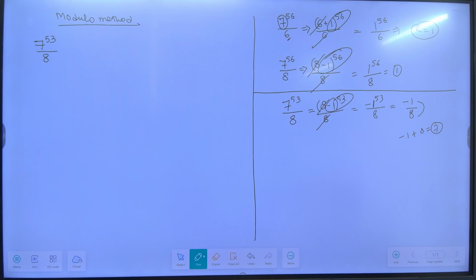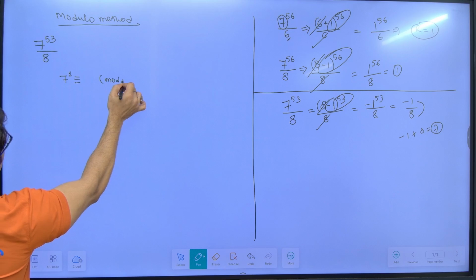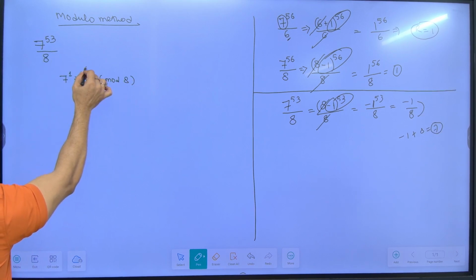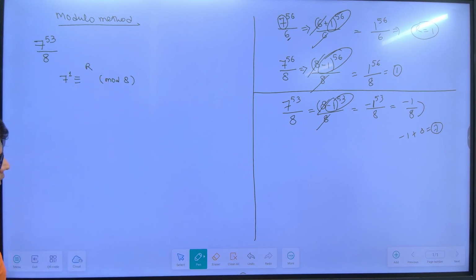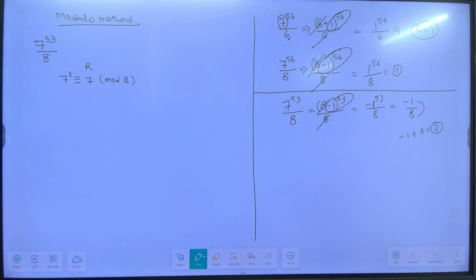In the modulo method, you take successive powers of 7. First, take 7 raised to the power 1, put three lines like this, write mod 8. This is your divisor. This is 7 raised to the power 1, and write the remainder. What happens when 7 raised to the power 1 is divided by 8? What is the remainder? 7 only. Yes, 7 is less than 8.